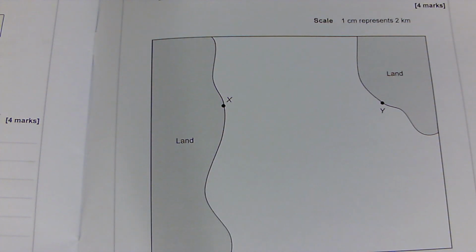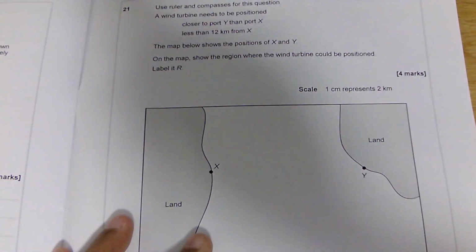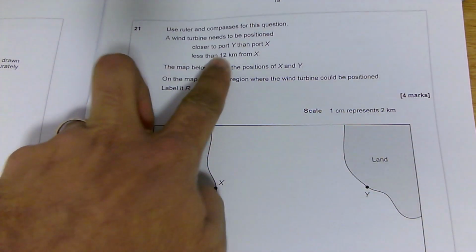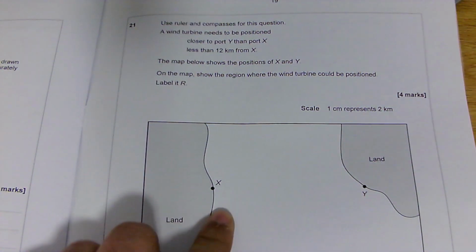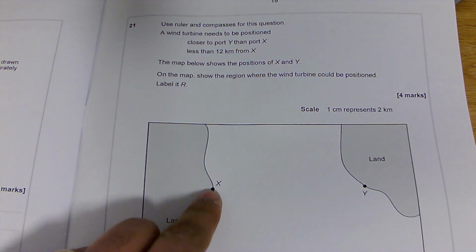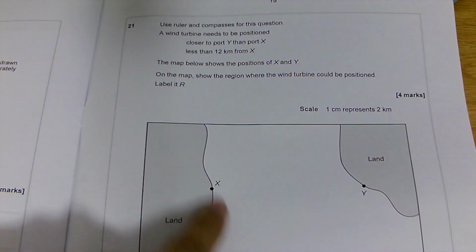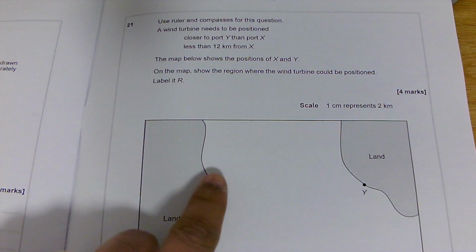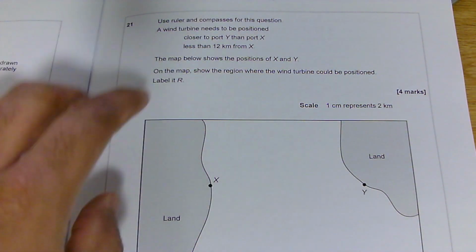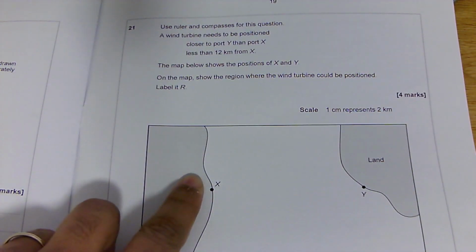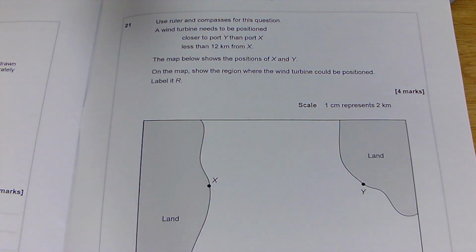For this question, what we're looking at is that we need to place the wind turbine in a way so it needs to be closer to y, closer to this point here, than to x. But it also needs to be within the 12-kilometer radius from x. Within the 12 kilometers, it could be here, but it has to be within the 12-kilometer distance. So what we need to do is label the region where we can actually place the wind turbine on here. It needs to be closer to y than x, but within the 12-kilometer radius.